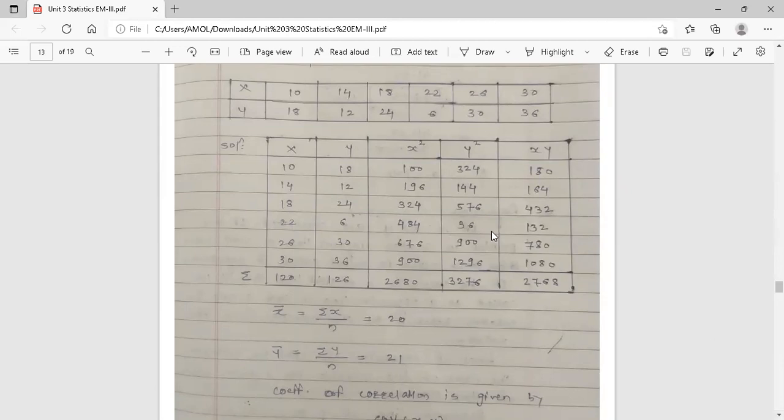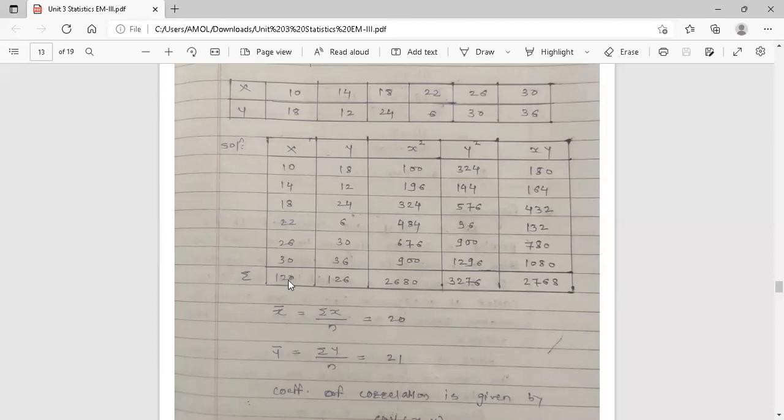Now construct the table. The first column x, second column y, third column x square, fourth y square, and fifth xy, x into y. You do the calculation. X square means the square of all the elements in x column. Y square means square of all the elements in y column. X into y means the simple multiplication of x and y. 10 into 18, 14 into 12, and so on. Construct this table, and after finding all the values, you do the addition of all, means summation.